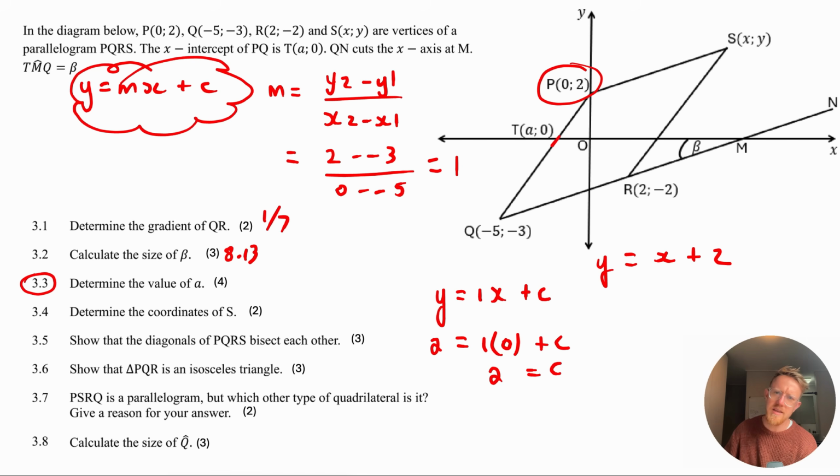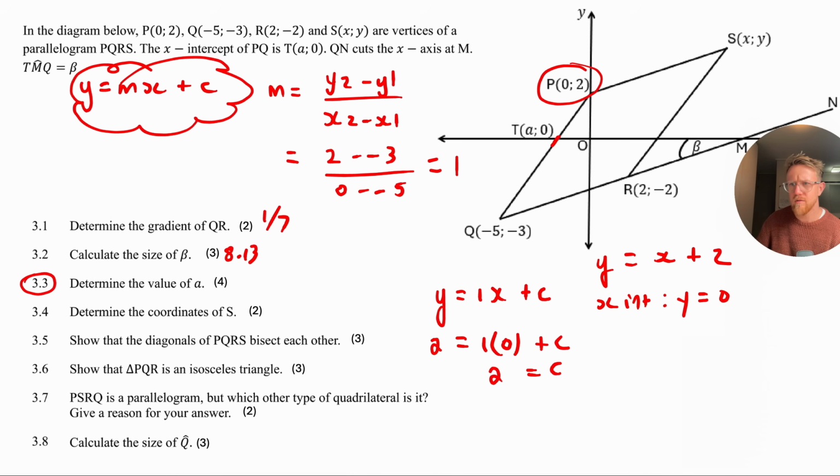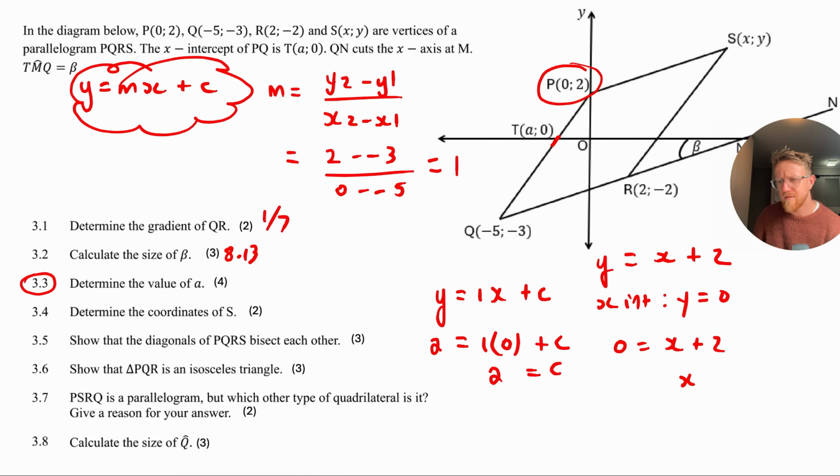Then to find the x-intercept, we make y 0. So we can say 0 equals x plus 2. If you solve for x, you would end up with -2. So that means that this x value here is -2. So we can just fill that there.